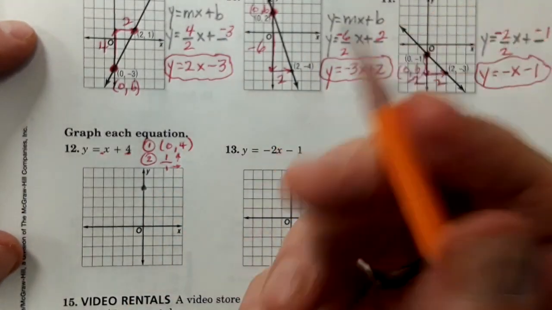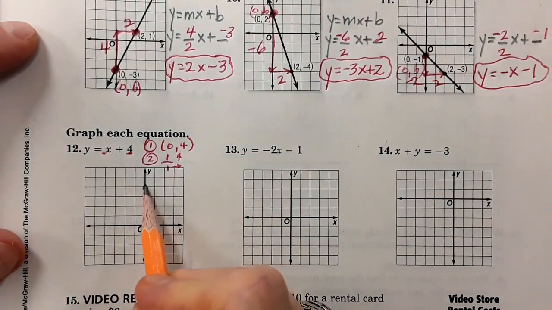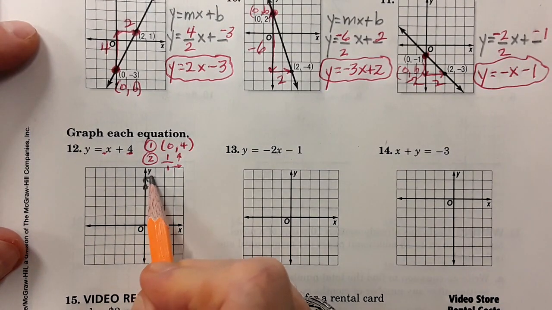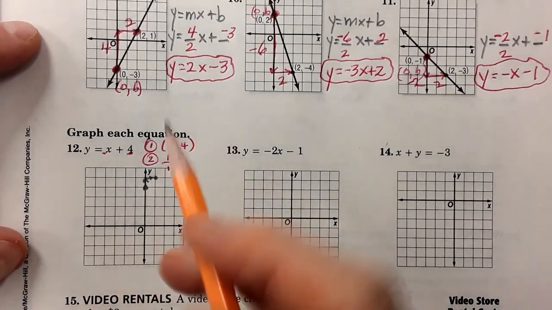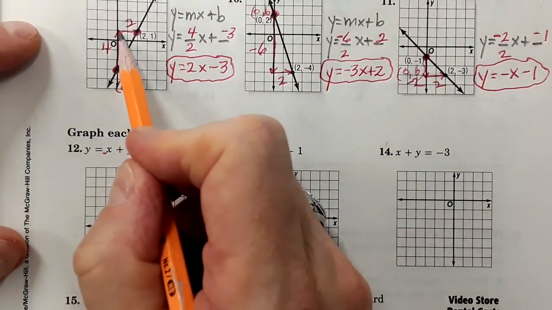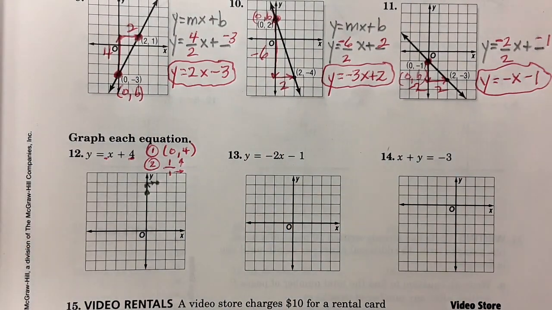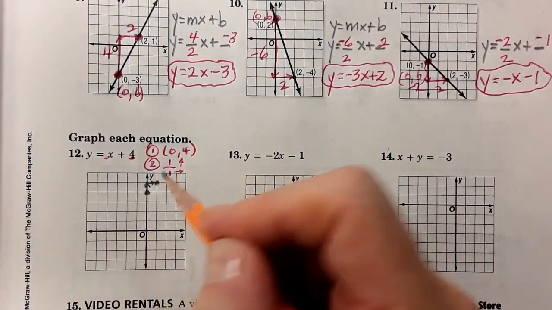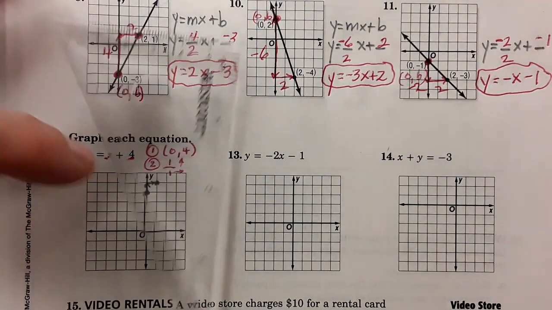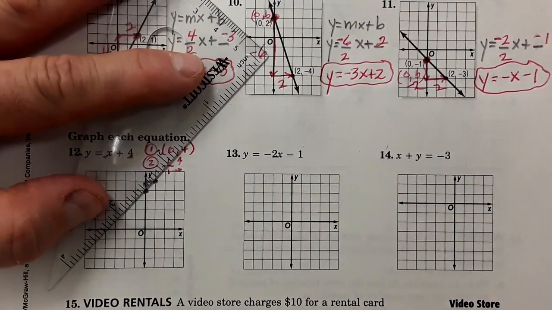Same thing. Now from that point, we're going to go up 1 and right 1 and put another dot. Just like we found that slope by going up 4 and right 2. Same idea. Okay, we have 2 dots. We can now draw a line. So you use your straight edge and draw a line.